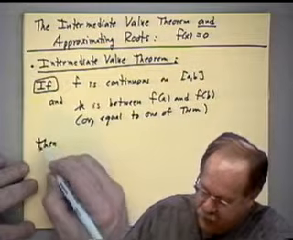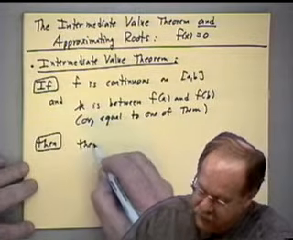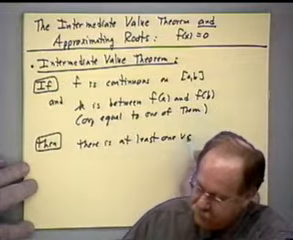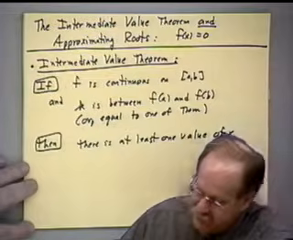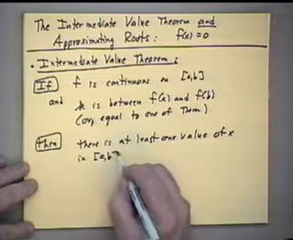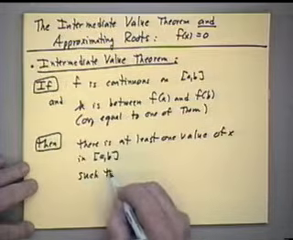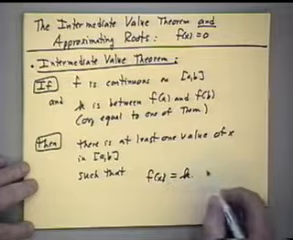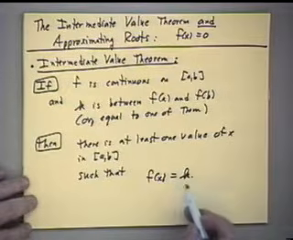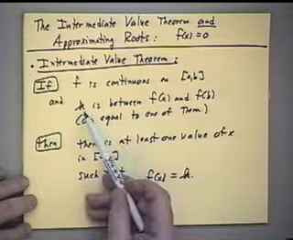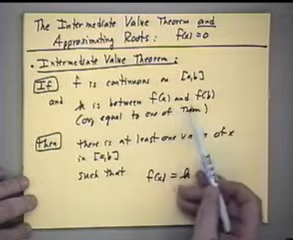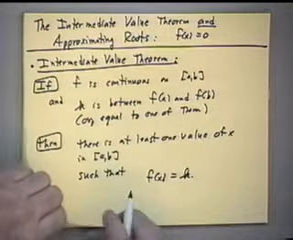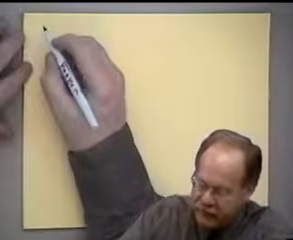Then, under those conditions, there is at least one value of x in that closed interval ab such that f of x is k. So there actually is a value of the function at that height k. And remember that height k was any number that was chosen between f of a and f of b. Now, why would that seem reasonable? Well, let's look at a picture, and we should be able to convince ourselves.